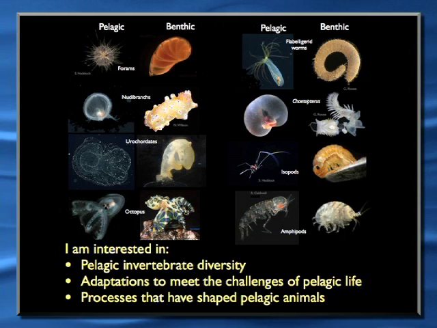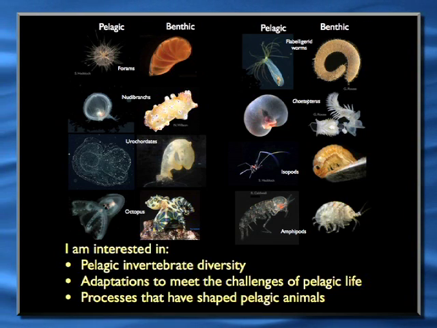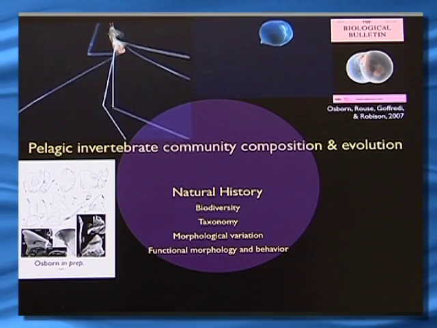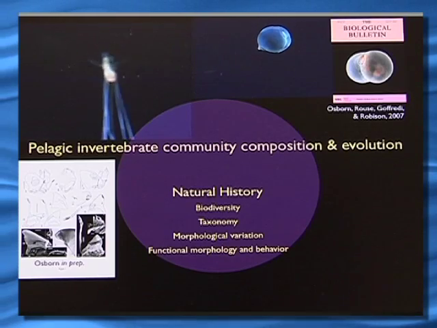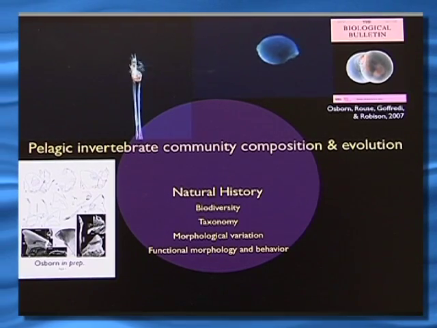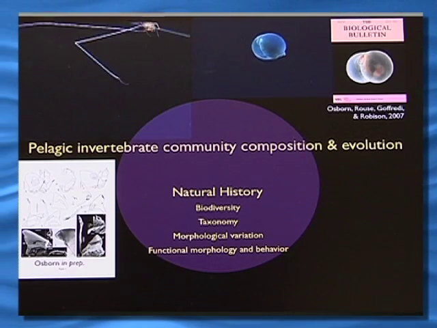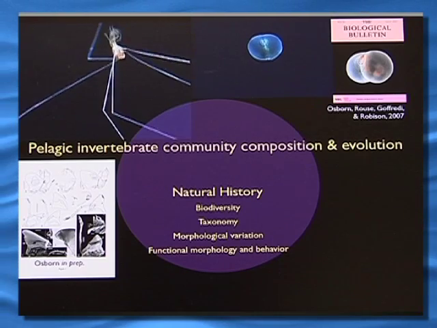So in general, I'm interested in looking at the diversity of invertebrates out there in the pelagic realm, out there in the midwater. I want to know who's out there, what they're doing, how they've adapted to this strange habitat. In my research program, my general objective is to contribute to our knowledge of pelagic invertebrate community composition and evolution. And I do that with a three-pronged approach. Basically, the basis of all my projects is rooted in natural history. What are the animals? What are they doing? How are they related to each other?